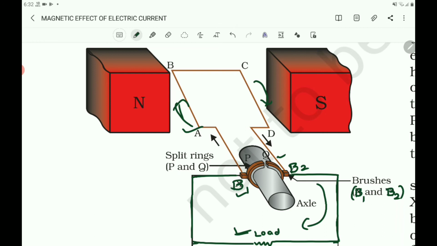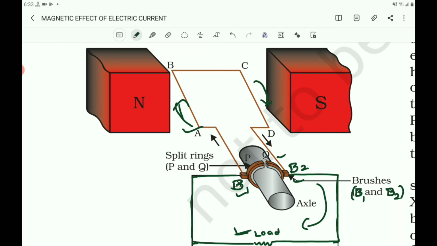Split ring P comes in contact with B2 and Q comes in contact with B1. As the coil crosses its vertical position, the split ring P comes in contact with B2 and Q comes in contact with B1. The arm AB now moves downward and arm CD moves upward.